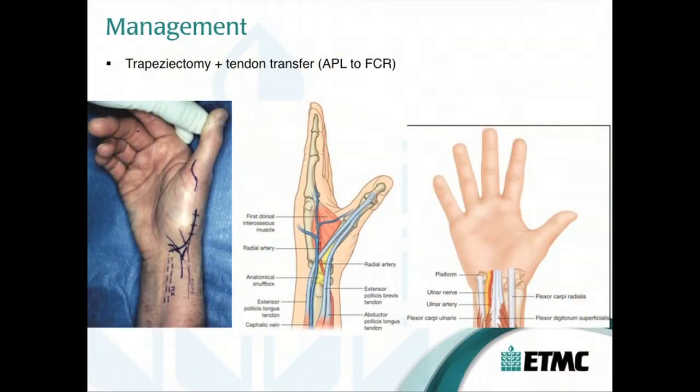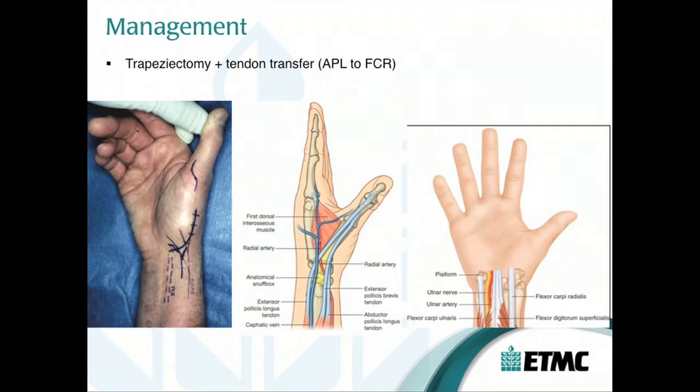Another procedure is called trapeziectomy and tendon transfer. So this is the same picture that I showed a few slides ago. This is the proposed incision site. You've got this flexor carpi radialis tendon. And these are a couple schematics over here.